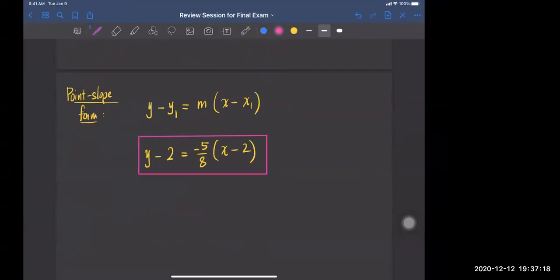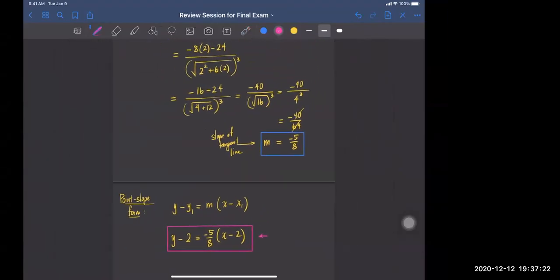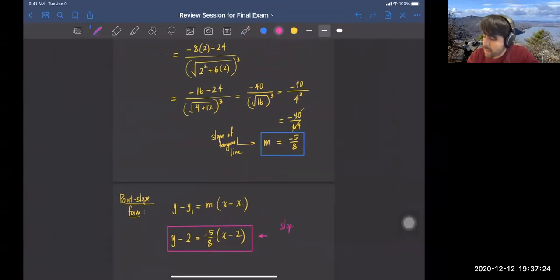Can you scroll up a little bit, Professor? Yeah. So this is the slope. Sorry. This is the point slope form of the tangent line.